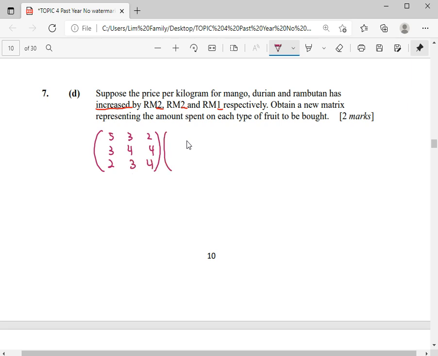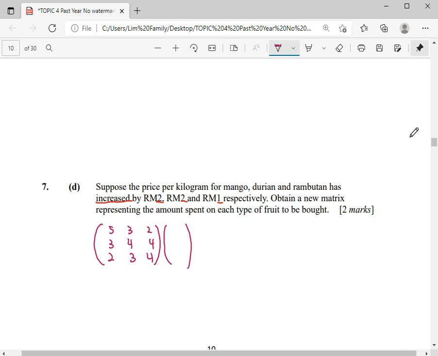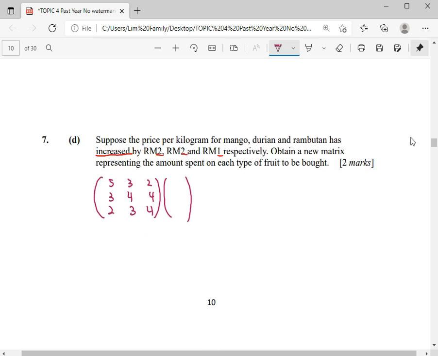For the price here, X, Y, Z is our price per kilo. They say increase 2, 2, 1. Originally it is 3 ringgit, so increase 2 becomes 5. This one increases 2 and becomes 7. This one increases 1 ringgit and becomes 3. So the latest prices here are 5 ringgit, 7 ringgit, and 3 ringgit.